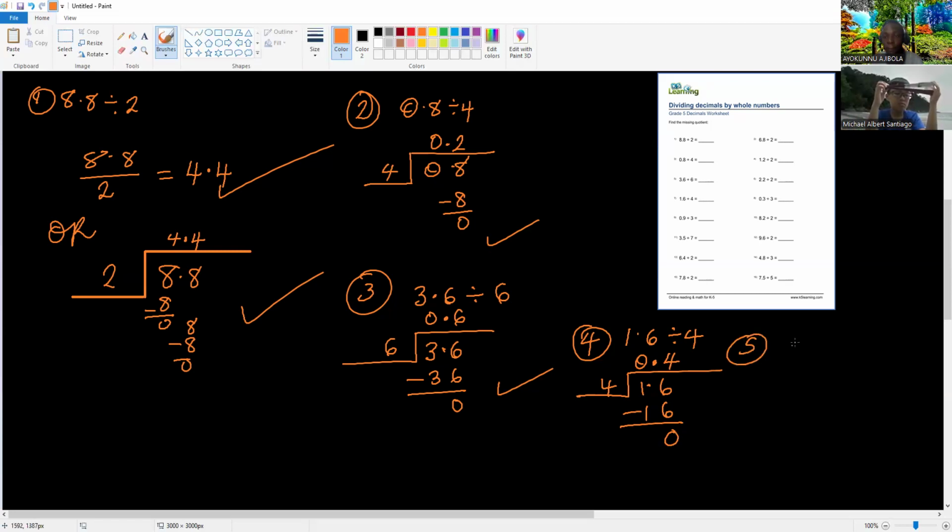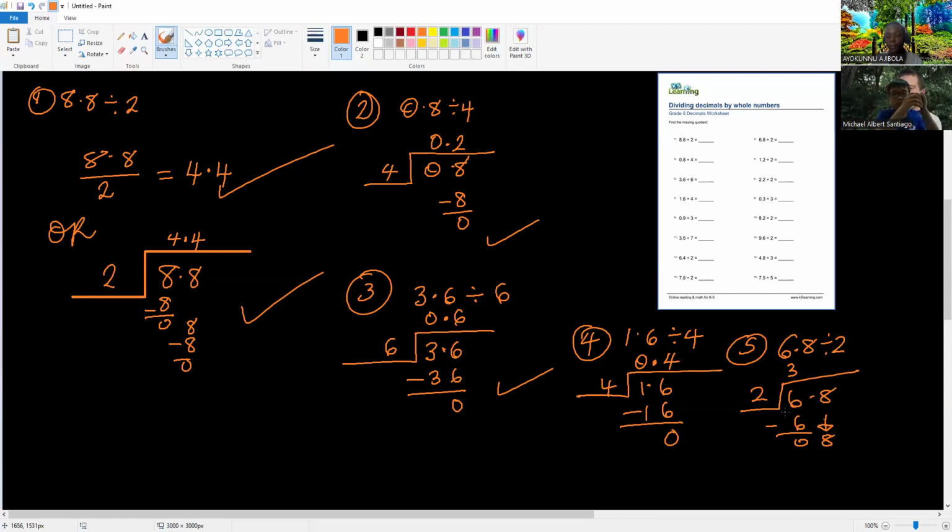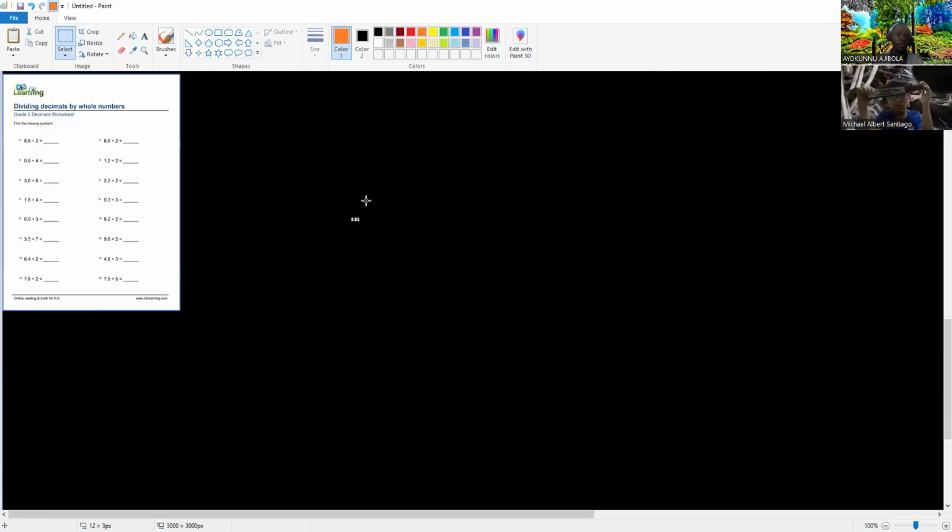Number 5. That is 6.8 divided by 2. How many 2 in 6? That's 3. 2 times 3 is 6. Then you bring down 8. How many 2 in 8? That's 4. 4 times 2 is 8. Then you have 0 and put your point. So your answer is 3.4. Okay? Correct.